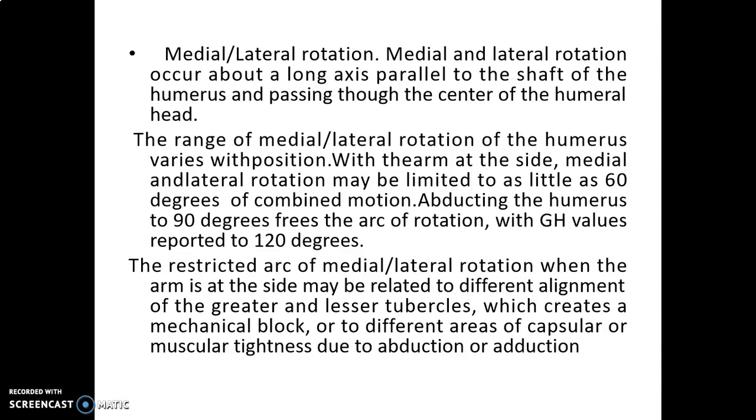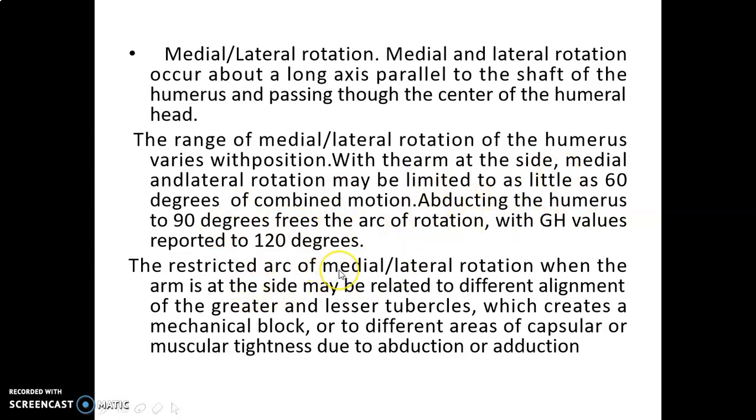Abducting the humerus to 90 degrees frees the arc of rotation, with the glenohumeral values of medial and lateral rotation increasing up to 120 degrees. So there are 90 degrees of medial and lateral rotation of the glenohumeral joint when the arms are at the side, and up to 120 degrees of medial and lateral rotation possible when the humerus is abducted to 90 degrees.